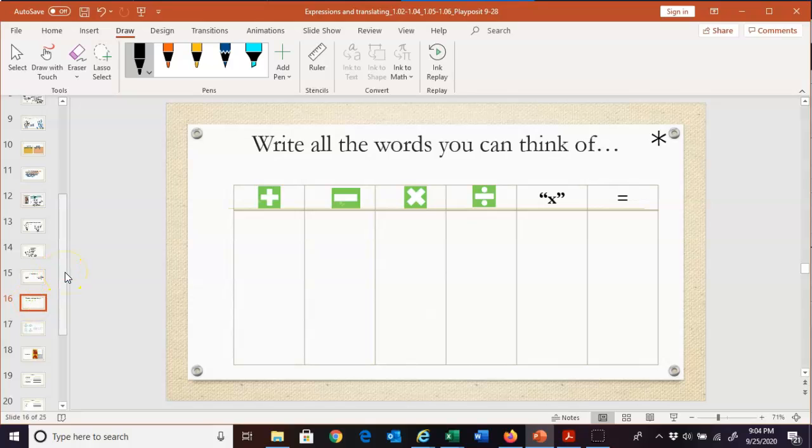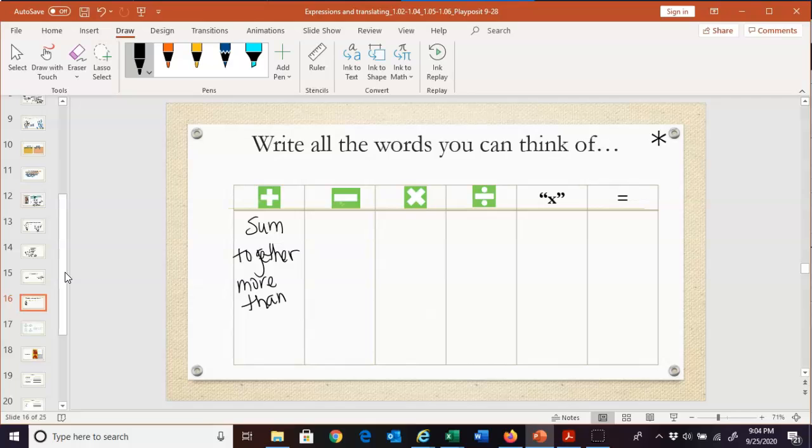All right, so I want you to think of words that would mean these symbols. And you can write those on your paper and follow along. There's so many that would mean addition. Some right off the top, you think of sum, right? Together, maybe more than.